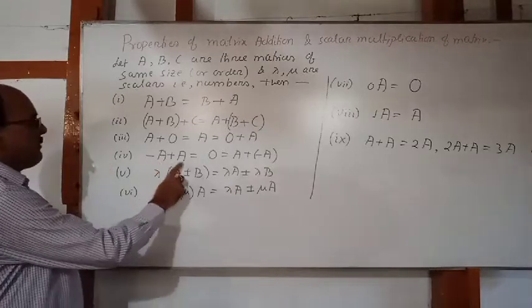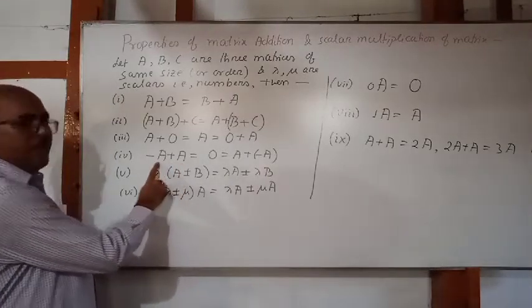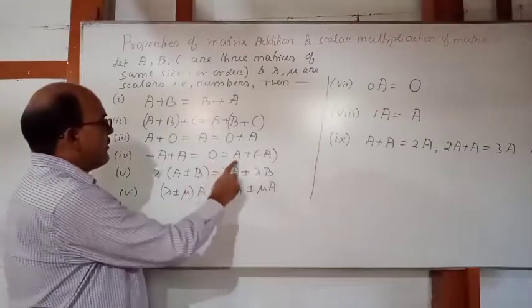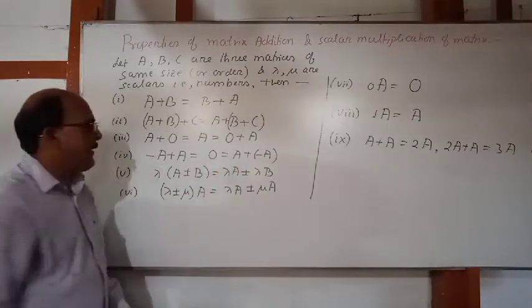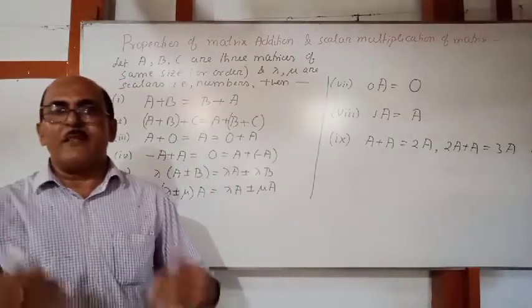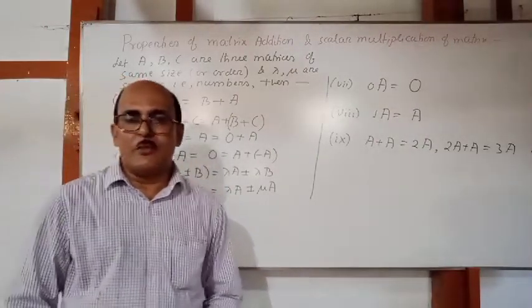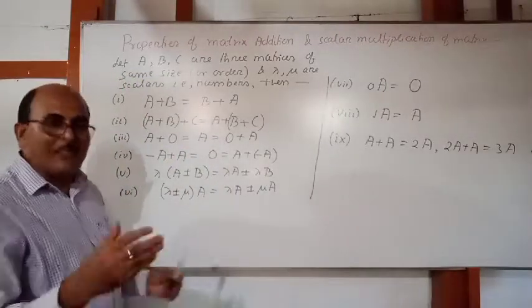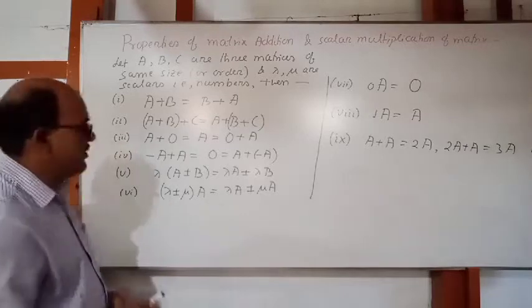Then minus A plus A, that is negative of A. Minus A plus A equal to capital O. Capital O means null matrix equal to A plus minus A. If you add negative of a matrix with the matrix itself, then you get null matrix. Every element will become 0. So that's why this minus A is called additive inverse. Adding with these two, we get additive identity.